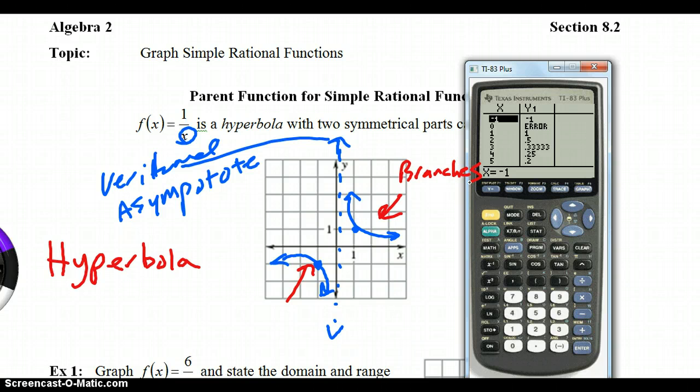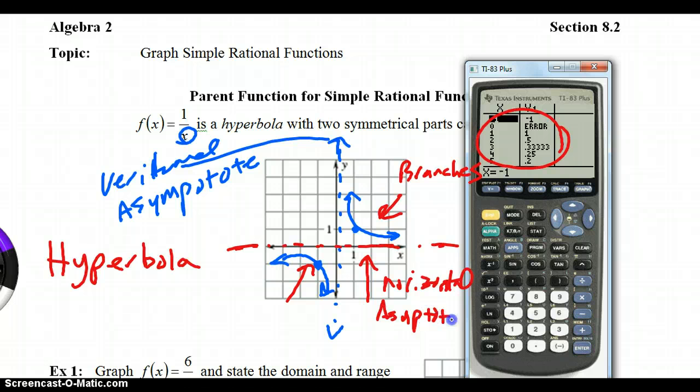And to get those values, you'll go into the second table and get those values, plot those points. We also have what's called a horizontal asymptote. Horizontal goes side to side. And a vertical asymptote is a line that the curve gets closer and closer to, up and down. Okay, so these will basically have the same shape.